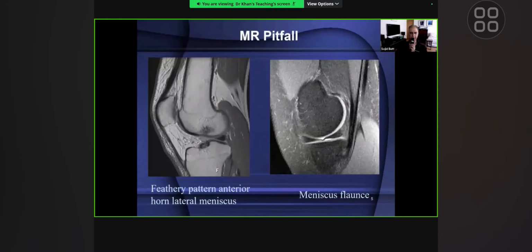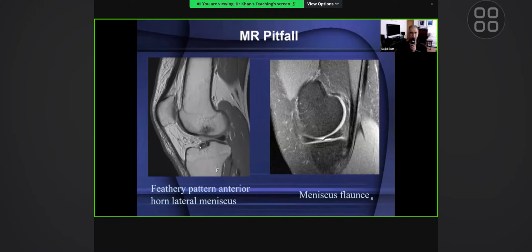More about that later. A couple of pitfalls which you need to be aware of. The anterior horn of the lateral meniscus, where it is attached to the tibia, can normally show a lot of feathery appearance. That feathery appearance is because the tibial attachment of the anterior cruciate ligament shares an origin with this structure. And where these ligament fibers are interdigitating, it can become this feathery appearance.